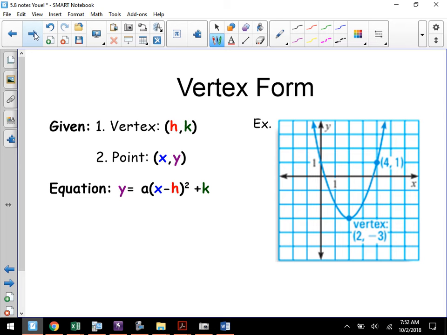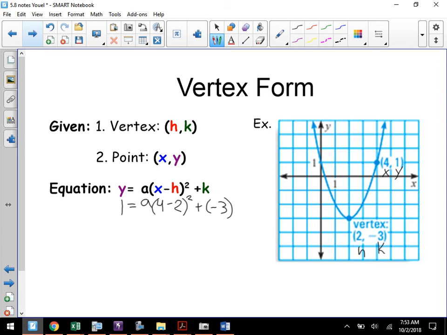Alright, you're given a vertex, h and k, and you're given a point that's labeled x and y. So here is your vertex, this is h, this is k, and here's your point, this is x, and this is y. So you have 4 values here. Your equation has 5 values, and you want to solve for the one value you're not given, which is a. So I take these 4 values and plug them into the equation and solve for a. First we take y, which is 1. But now we're solving for a. Then you have x, which is 4, minus h, which is 2, all of that squared, plus that k value, which is -3.